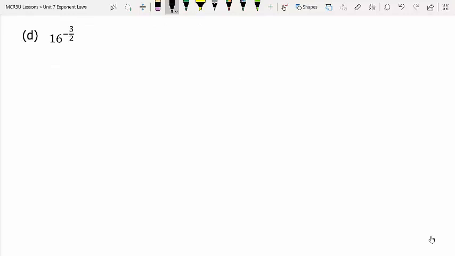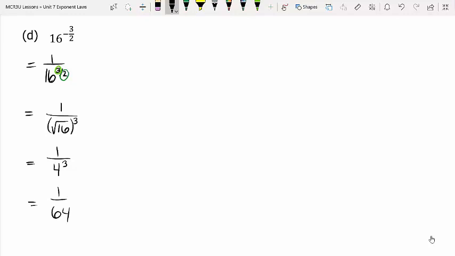16 to the power of negative 3 over 2. Because I have a negative exponent, I'm first going to eliminate that by turning this into its reciprocal form. Now because our denominator is 2, when I write this as a root, it's going to be the square root of 16. And then because our numerator is 3, the entire thing is cubed. The square root of 16 is 4, and then 4 cubed is 64.